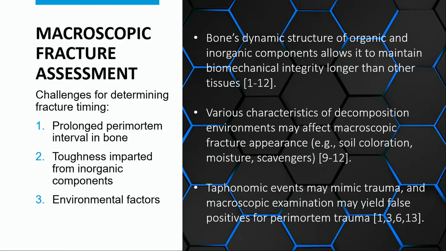The issue is primarily because there's a prolonged perimortem interval in bone. I'm just saying that bone retains its elasticity, which means it maintains biomechanical integrity longer than other tissues in the body. And this means that perimortem and postmortem fractures often are misclassified. Taphonomic events can mimic trauma, and then basically macroscopic examinations may yield false positives for perimortem trauma.